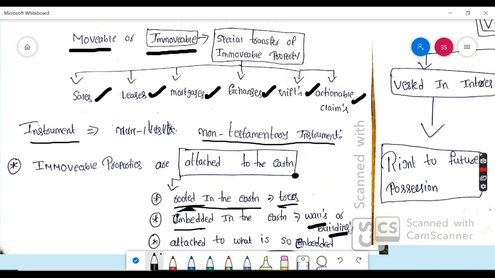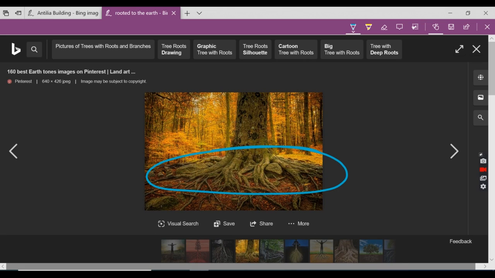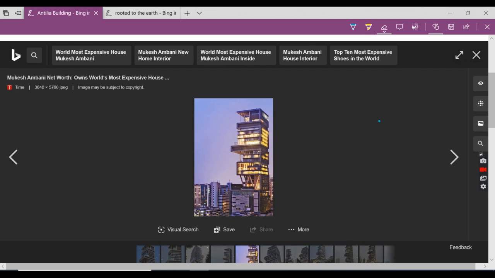And they have also given embedded in the earth. First of all, the word embedded means it is fixed or permanent, right? We build walls or buildings. It is fixed to the earth, right? So for example, it will be like this. Here, this part is fixed to the earth. Embedded. The building is embedded, fixed to the earth.